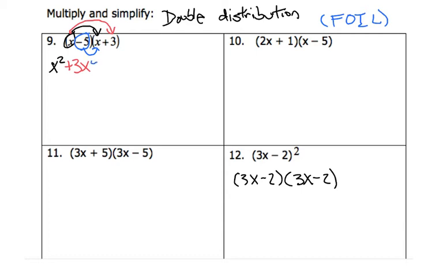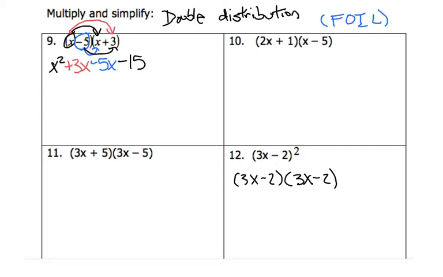Negative 5 times x is negative 5x. And then finally, L for your last, which is negative 5 times 3. Negative 5 times 3 is negative 15.